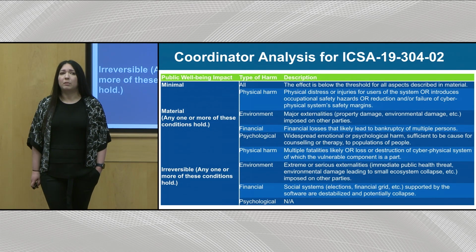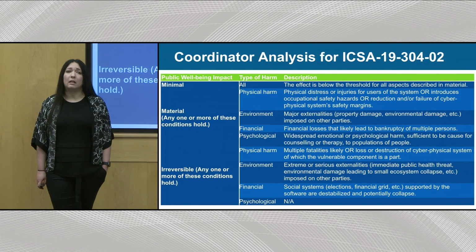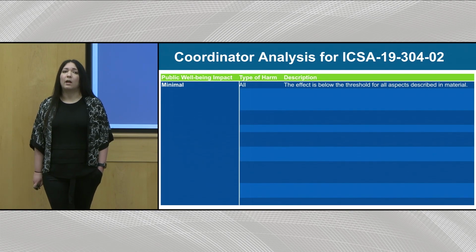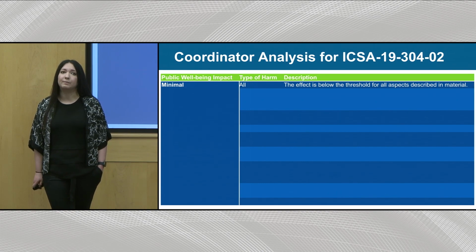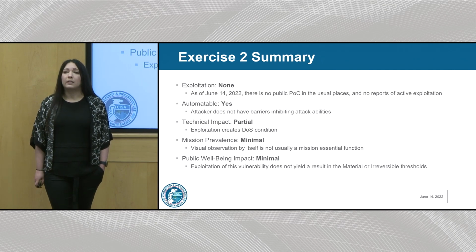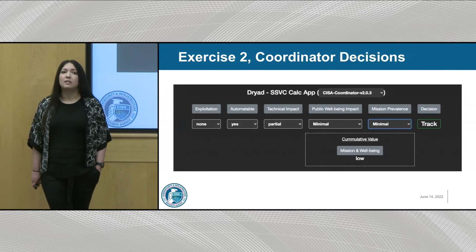Lastly, looking at public well-being, we look at all these factors to see which impacts exploitation of this vulnerability would have. Based on the product exploitation and other factors, we would state that this would be minimal. The effect is below the threshold for all aspects described in the material. In summary, you have exploitation none, automatable yes, technical impact partial, mission prevalence and public well-being both being minimal, for a total of low. And this would result in the decision of track.